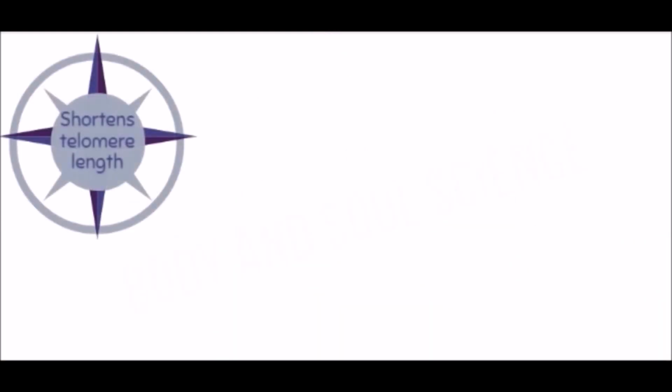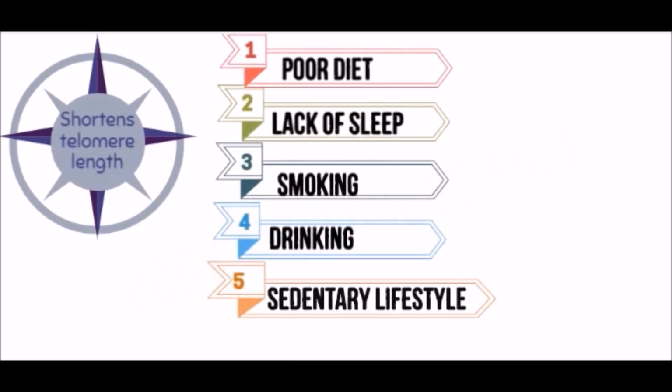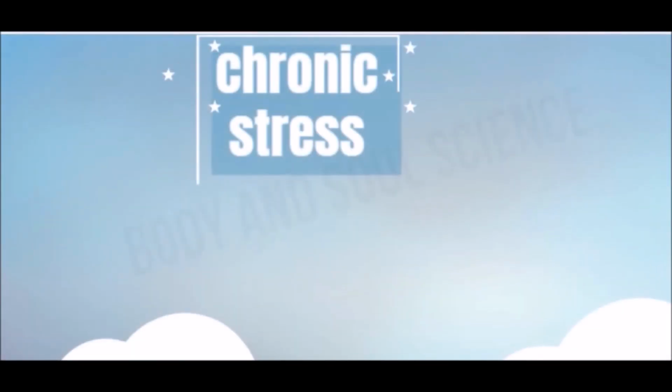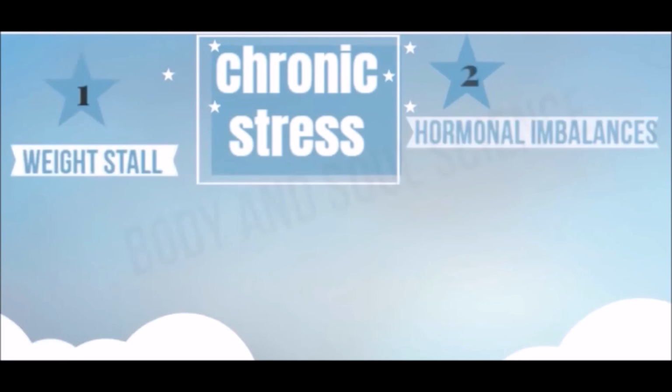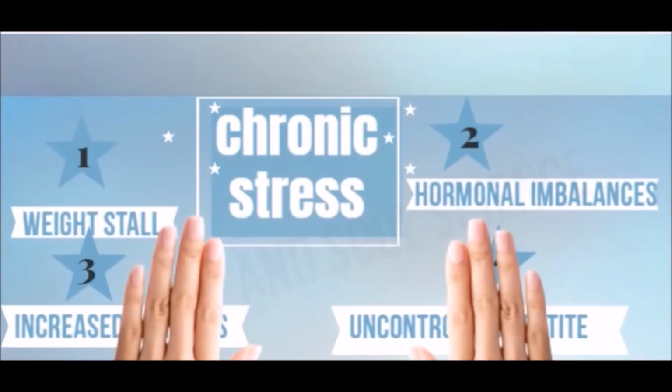Several lifestyle factors have been found to accelerate telomere shortening, such as poor diet, lack of sleep, smoking, drinking, and a sedentary lifestyle. Researchers found that chronic stress is also known to accelerate the shortening of telomeres. Chronic stress can prevent you from losing weight. Not only does it cause hormonal imbalances, but it leads to cravings, increased appetite, or sometimes even lack of appetite.